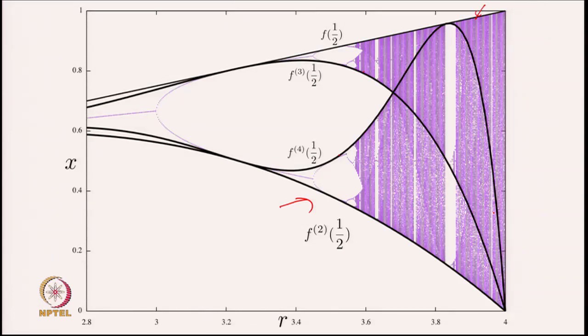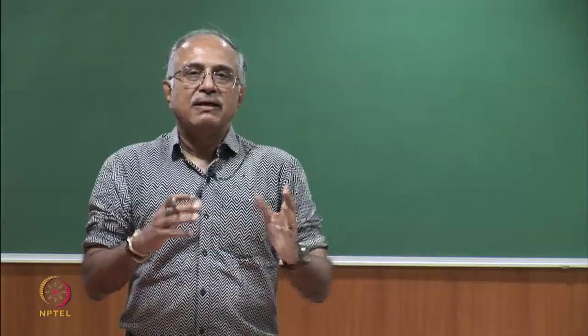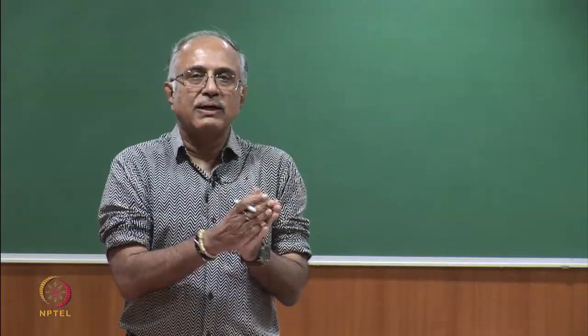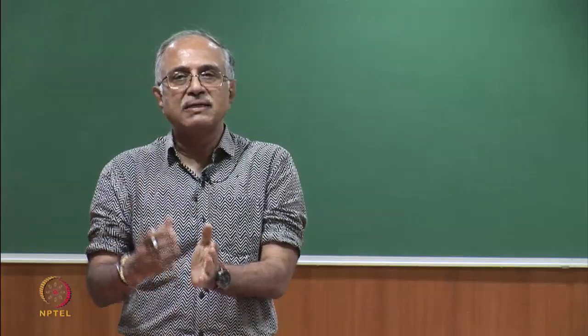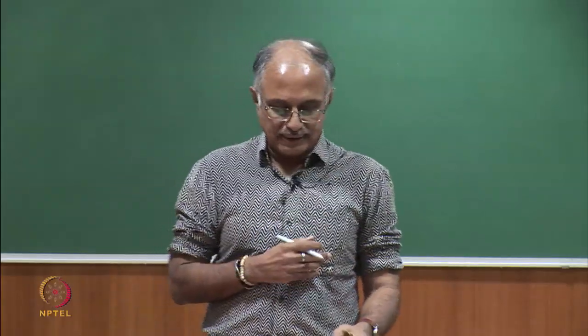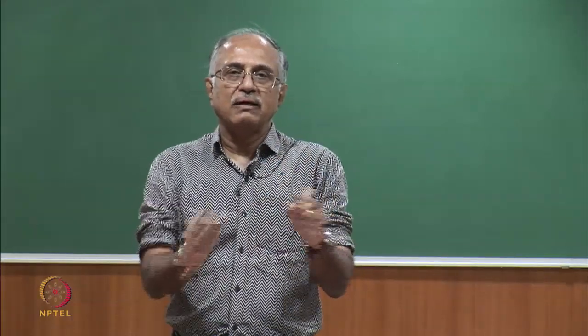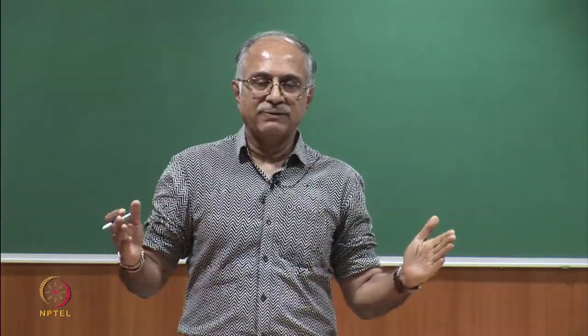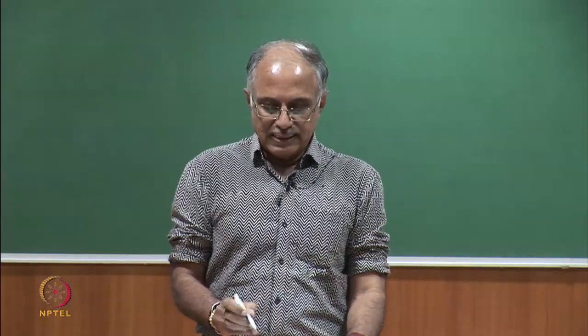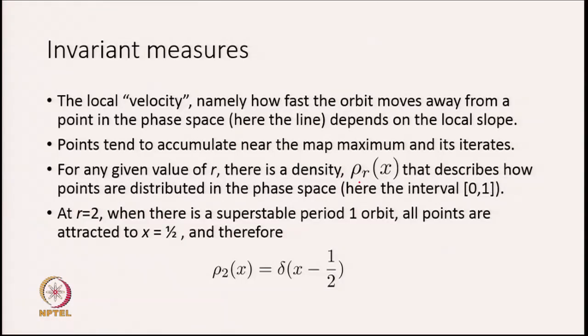But all these different points tell you that along the line or in the phase space, points are going to be moving around slower and faster. They are going to tend to accumulate in certain regions and not in certain others. This gives us an idea that along the line, in the interval, there is a density. Okay. This density, which we denote by the letter rho, for any given value of r, there is this density rho r of x that describes how points are distributed in the phase space, which is of course here the interval 0 to 1.